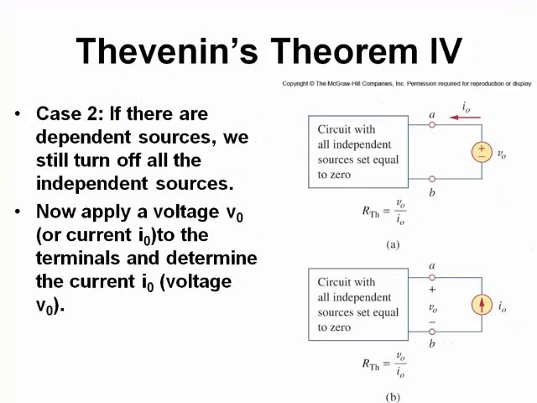Okay, so recall that this is case 2. If there are dependent sources, we still have to turn off the independent sources. Then we apply a voltage to the output terminals and determine the current. So apply a voltage, determine a current, and then we get our Thevenin. So let's do that in our circuit.